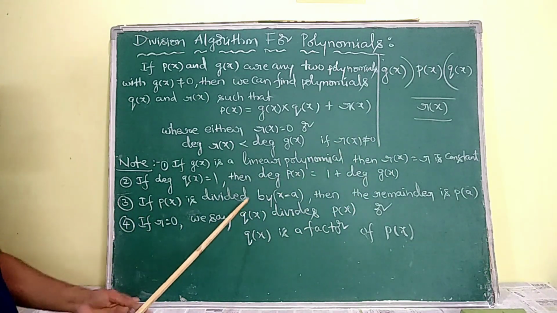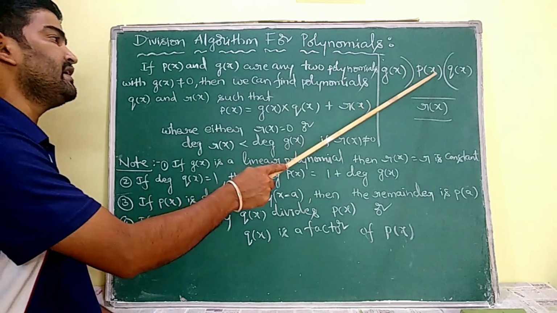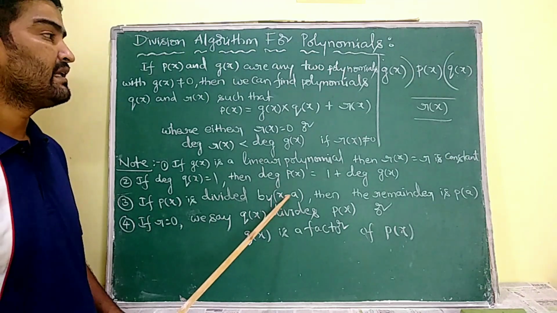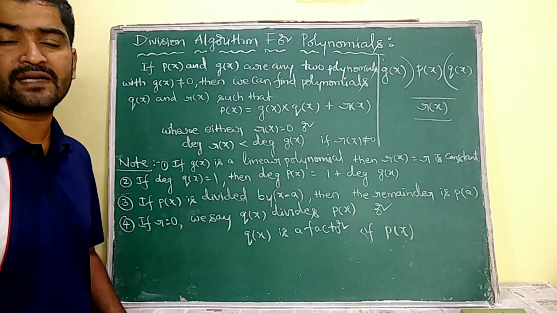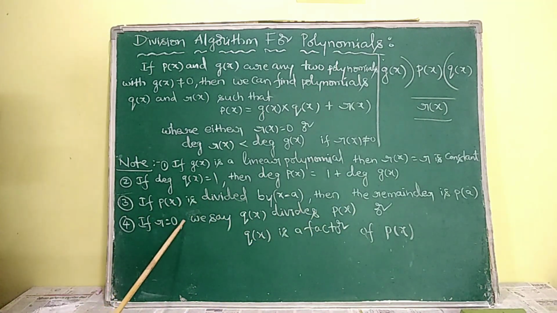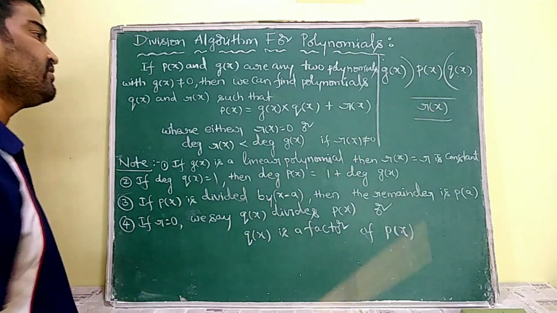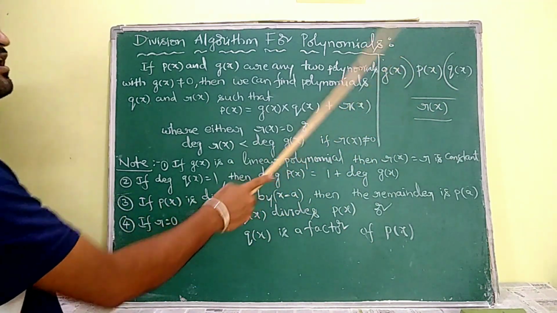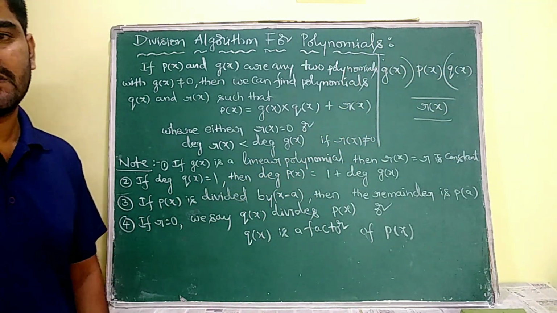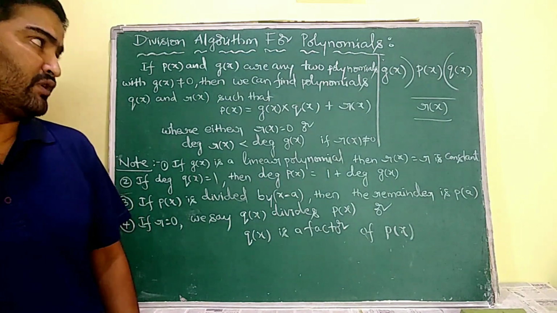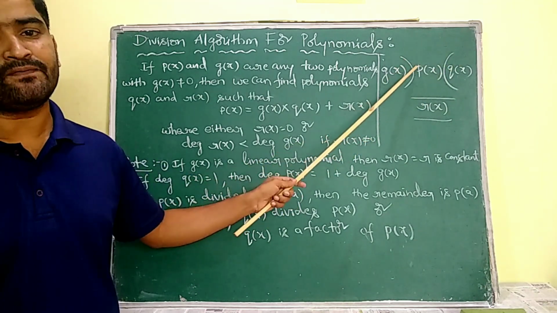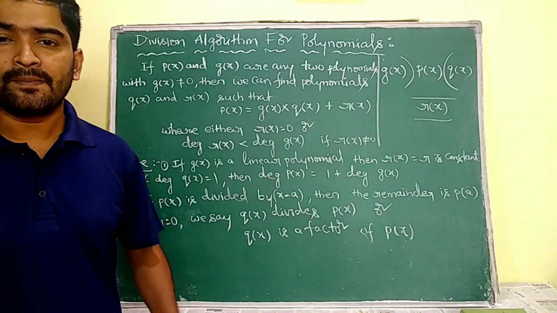If p of x is divided by x minus a, that means in the place of g of x we have x minus a, then the remainder is p of a. It is the remainder theorem which was discussed in our 9th class. Now if r is equal to 0, that means if the remainder is 0, then g of x is a factor of p of x, or g of x divides p of x. You have to remember this, a very important point. That means if the remainder is 0, then g of x is a factor of p of x, or g of x divides p of x.